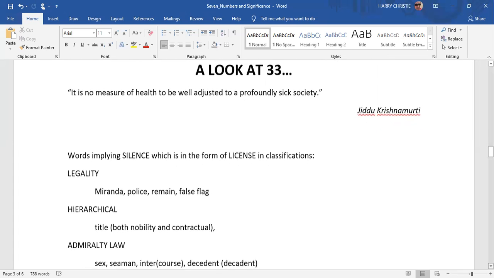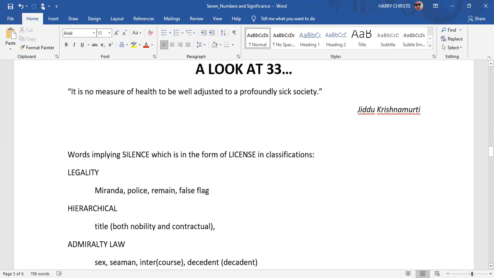Yep. This is not fair. So when I read that, I thought words imply that silence, which is the form of license in classification. So I'm going to use a classification here, and I'm going to show how words like a license are intended to silence us. I classify them in 3 different places: legality, in a hierarchical system, and maybe even in the admiralty law system. Well, in case people haven't noticed, silence and license are literally anagrams of each other. Same exact letters.